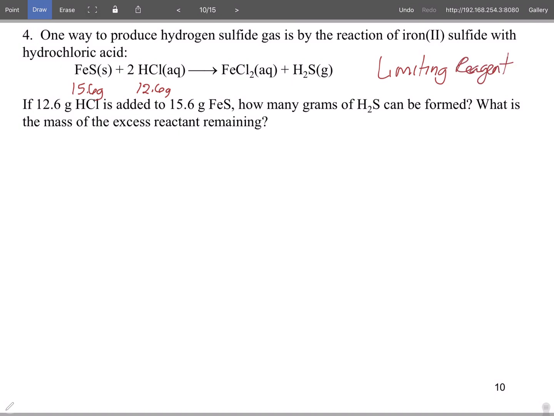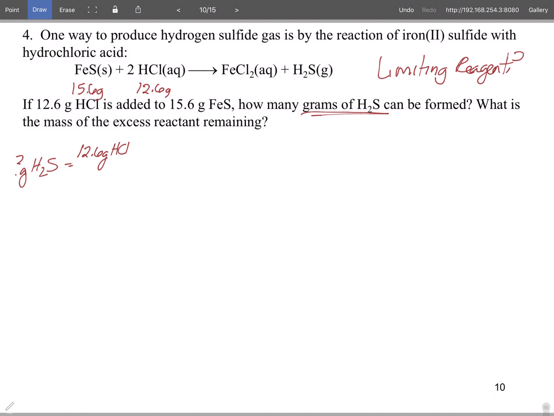Okay, now I wrote this underneath the equation. If you like to do that, that's fine. If you don't like to do that, that's fine. So the trick is that we need to pick a product. Well, in this particular case, we were asked for a product, so let's pick that product. Okay? So first thing we're going to do is we're going to look for grams of H2S. And the first time, it doesn't matter which one you start with, we're going to start with grams of HCl.